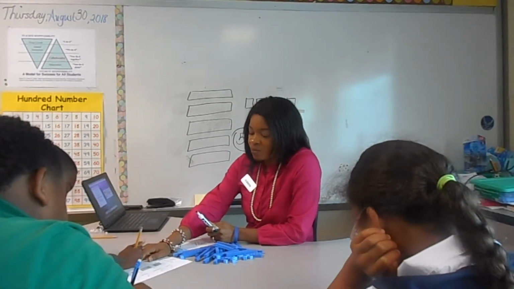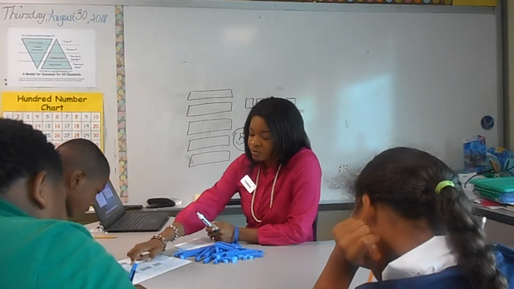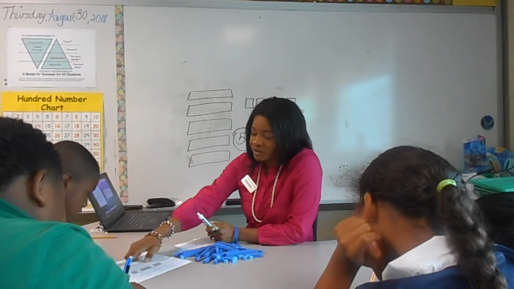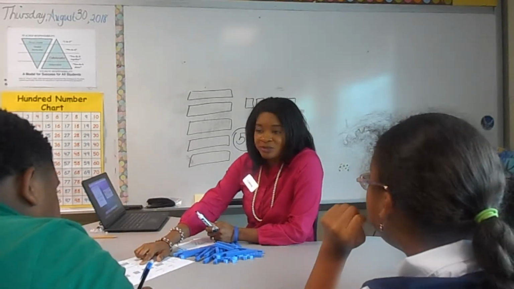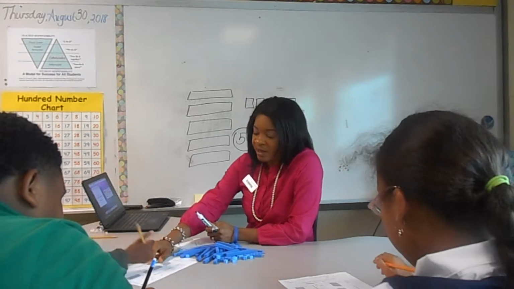Very good. Let's count our ones. 1, 2, 3, 4, 5, 6, 7, 8, 9. So how many total? 9. So what's our total number? 79. Okay. All right.